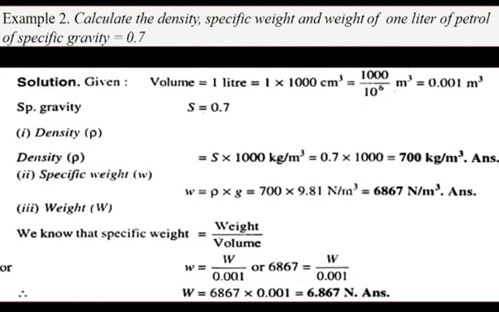Okay, so what is given? Volume. So volume is 1 liter, that is 1 by 1000 meter cube, or you can write it like this also.